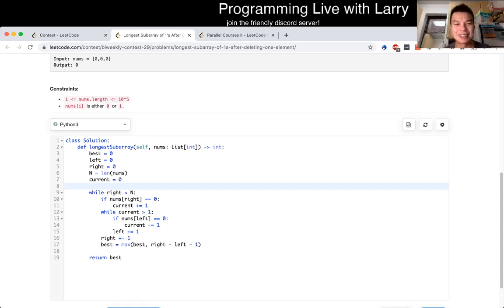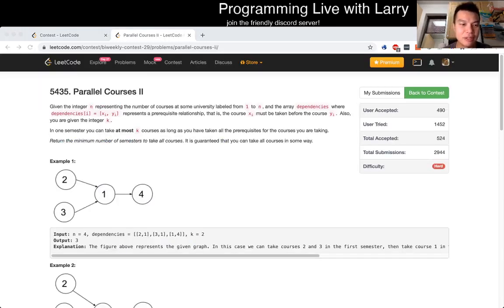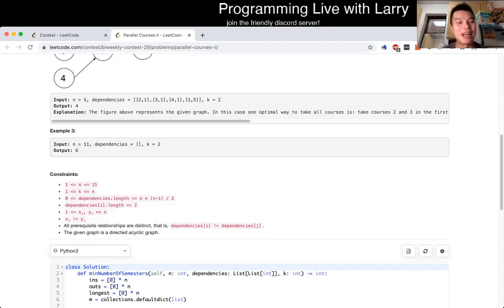Cool. Q4, Parallel Courses 2. Yeah, so this one I took a long time thinking that it would be brute force or dynamic programming. And the main reason, to be honest, and I applaud the problem setter for this one, is because n is equal to 15. So n equal to 15 makes it almost brute forceable. I did the math and it was very borderline not brute forceable. So I tried to do it in both Python and C++. Still was too slow.